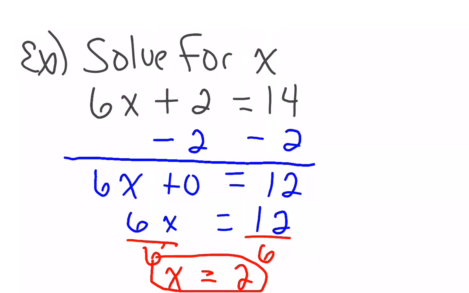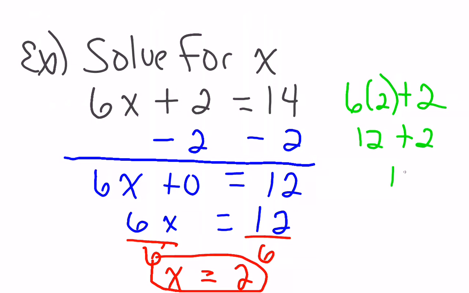Again, we can check our answer by plugging that 2 in for x. So we have 6 times 2 plus 2. And we want to see if that does equal 14. So then order of operations, 6 times 2 is 12. 12 plus 2 is 14. It does equal the 14 that it says it does, so we are good. That is our answer.